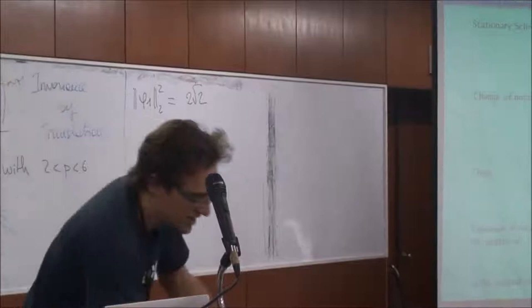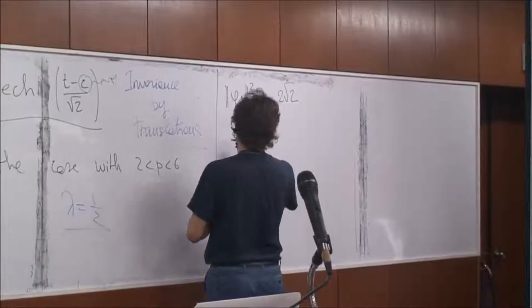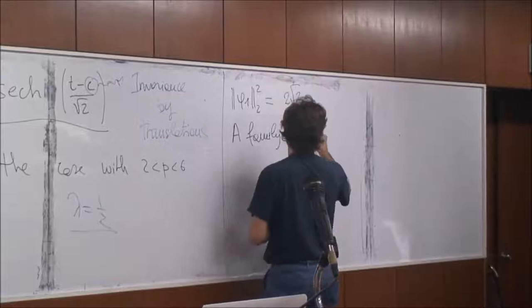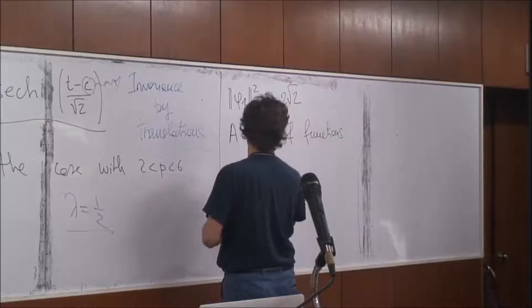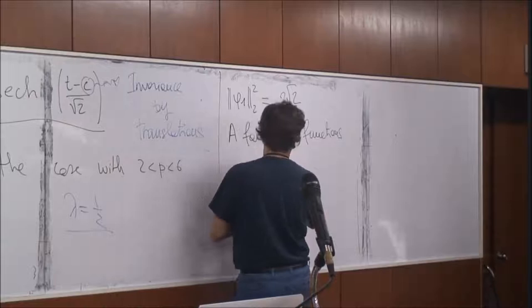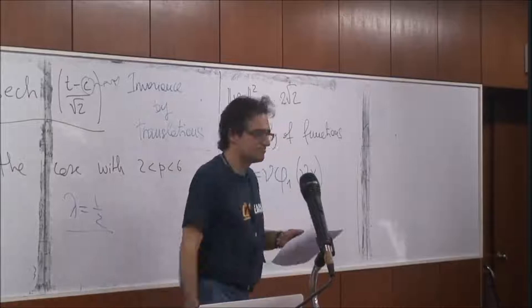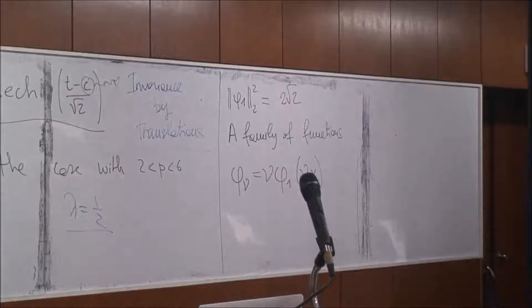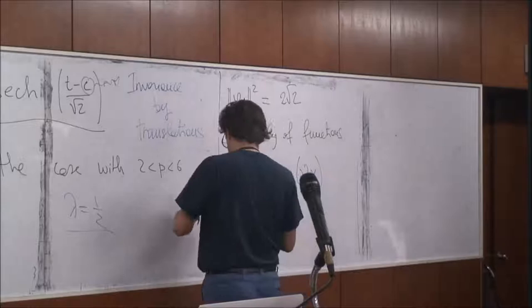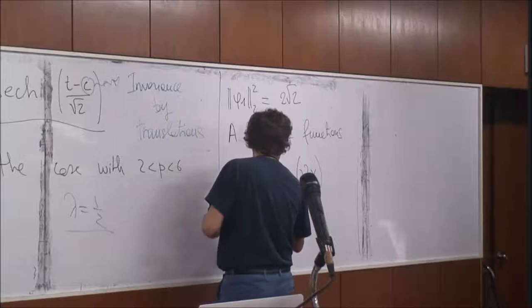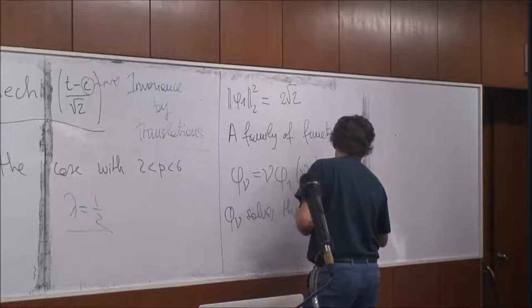Second observation is that if we consider a family of functions with these properties, v mu equal to mu times v1 of mu s, so as to just shrink it and make it taller. Then we get that the new function solves the differential equation, our differential equation here.